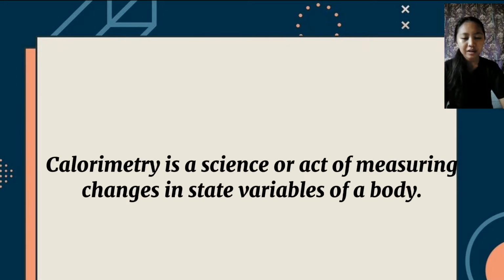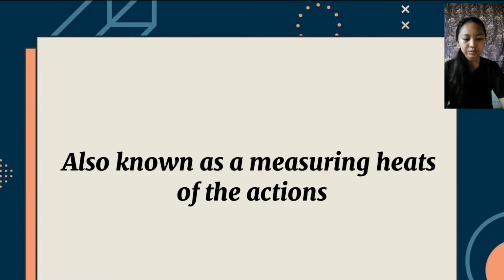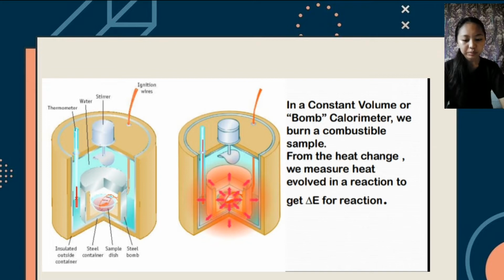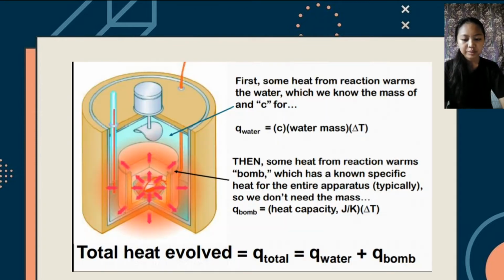Calorimetry is the science or act of measuring changes in state variables of a body, also known as measuring heats of reaction. In a constant volume calorimeter, or bomb, we burn a combustible sample from the heat change. We measure heat evolved in a reaction to get delta E for the reaction. Some heat from the reaction warms the water, which we know as the mass of water or C.